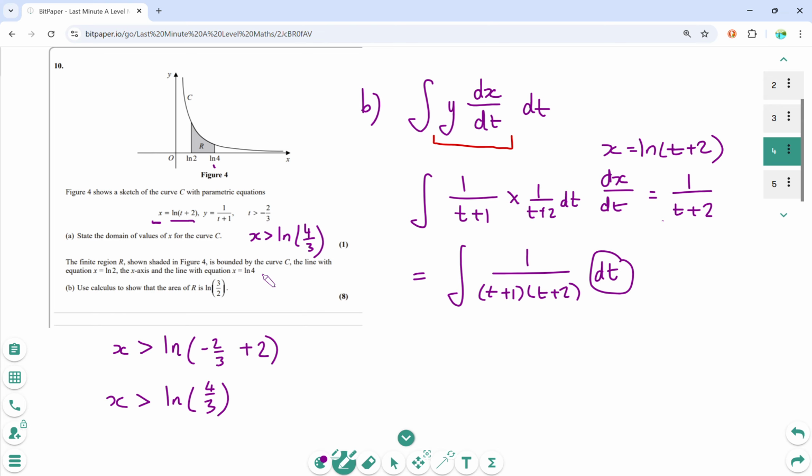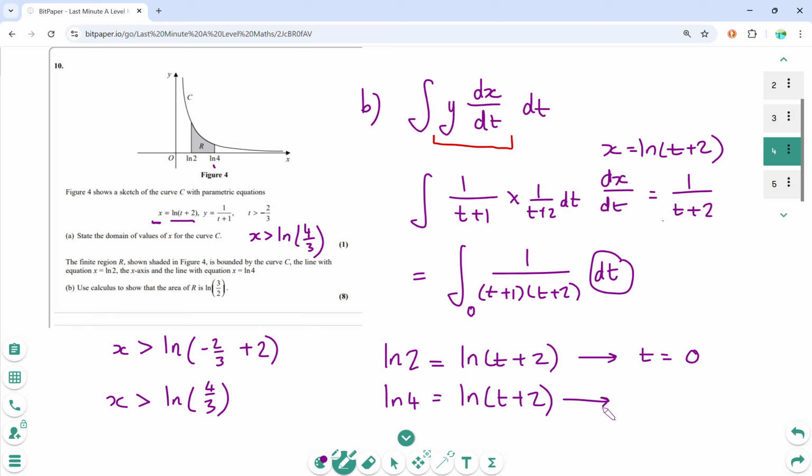When x is ln 2, it means x is ln of t plus 2. You could solve this, but you can also just see that if it needs to be 2 inside the brackets, then t is going to have to be 0. So our lower limit is 0. And then for ln 4, we can see again, that's ln of t plus 2. You can rearrange, but just comparing ln of 4 and ln of t plus 2, t is going to have to be 2. So it's our integral from 0 to 2.